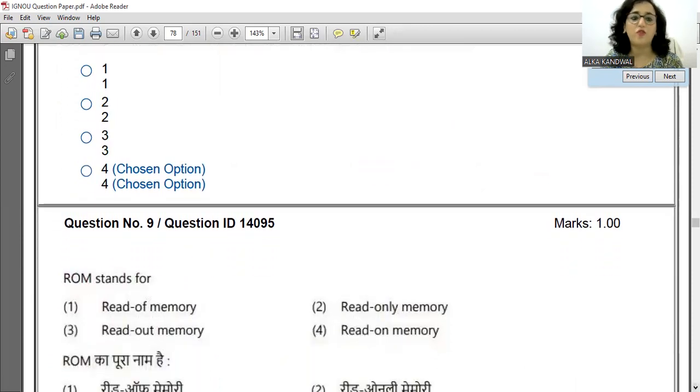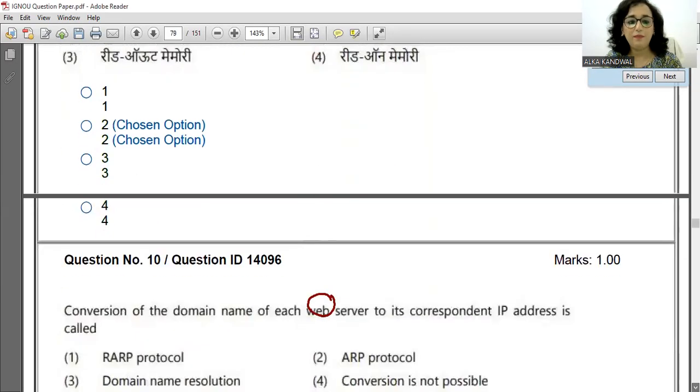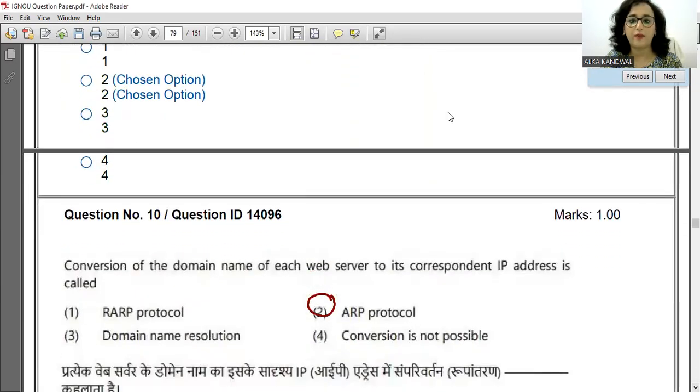What is the full form of ROM? So ROM is nothing but read-only memory. That is absolutely correct. So that was a piece of cake for you all. Yes. Easy peasy. Okay, so again there comes an easy question. Conversion of domain name of each web server to its corresponding IP addresses.